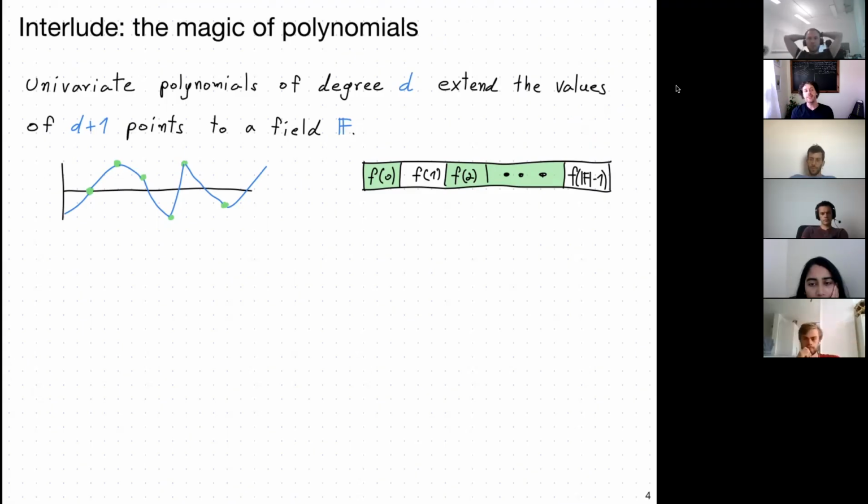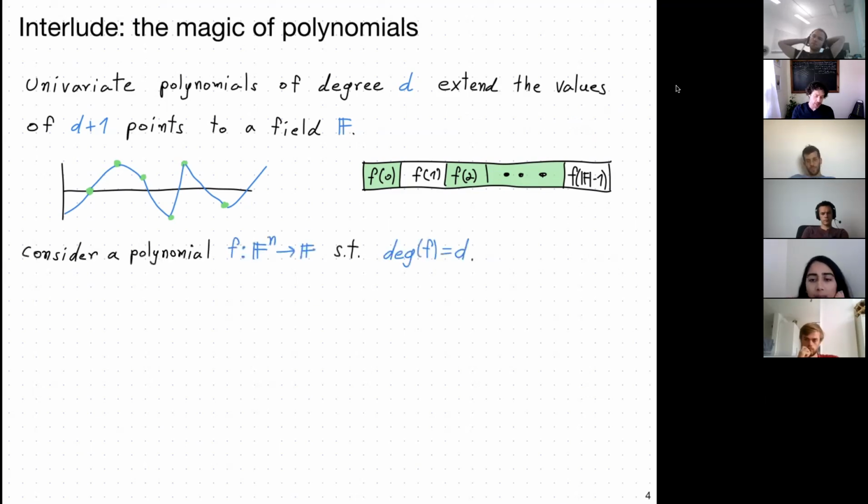So what this tells us is that if we look at the collection of all univariate polynomials, this is a code, in the sense that each two univariate polynomials of degree d differ from each other in a huge fraction of the domain. Okay. So now that's univariate polynomials, that's kids' play.